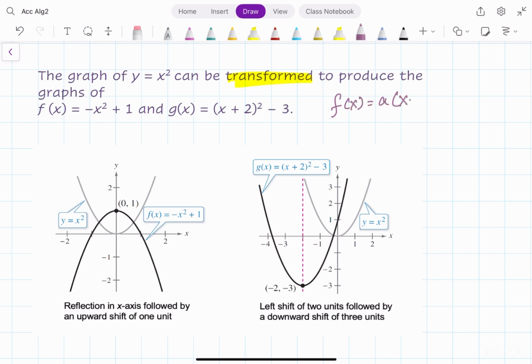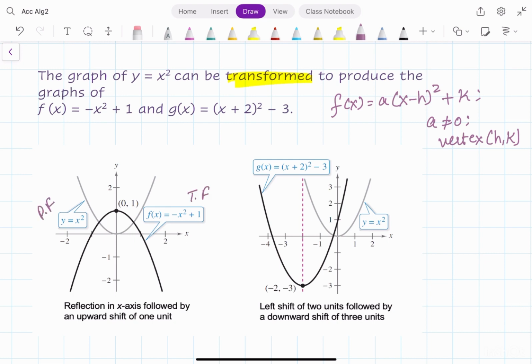So the parent function can be written for the transformation as a times x minus h squared plus k, where a is not equal to 0, and h and k define the vertex if it is written in this format. Now, let's understand this one. We have a parent function y is equal to x squared, that is in the gray graph, and the transformed function is in the black graph.